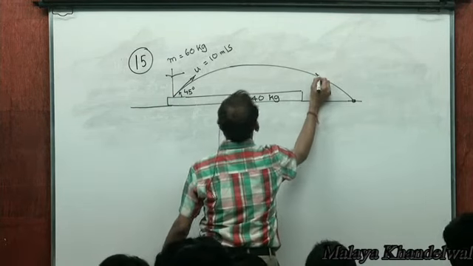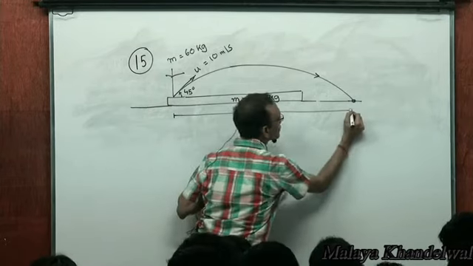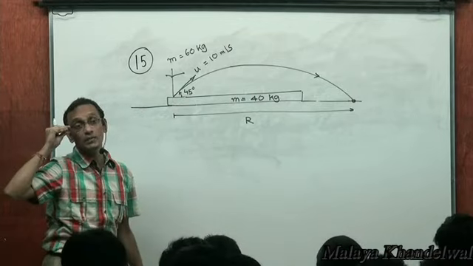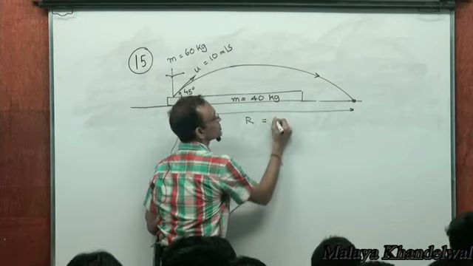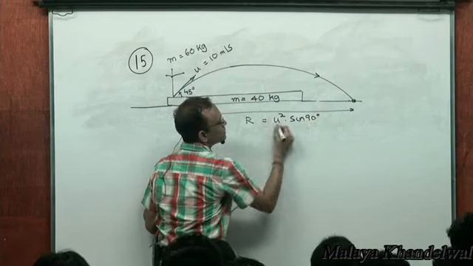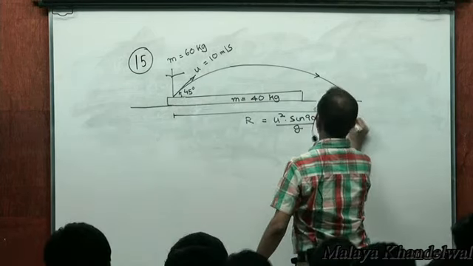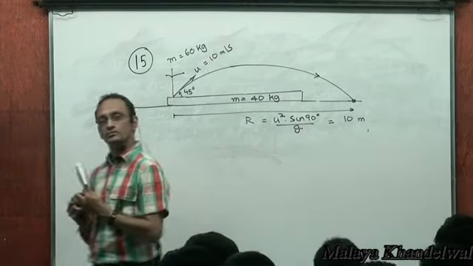When the stone lands somewhere here on the ground, that means it covers its range, u squared sine 2 theta by g. That is u squared sine 90 degrees by g. U squared by g, therefore, makes it 10 meters. That makes it 10 meters, right?